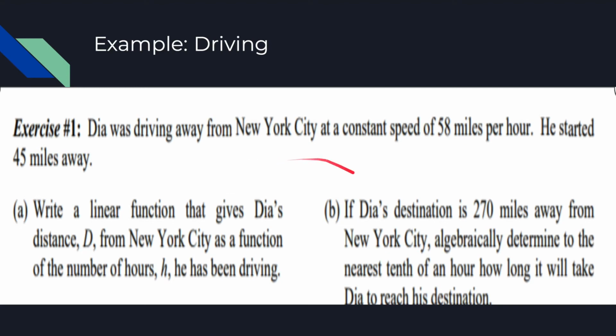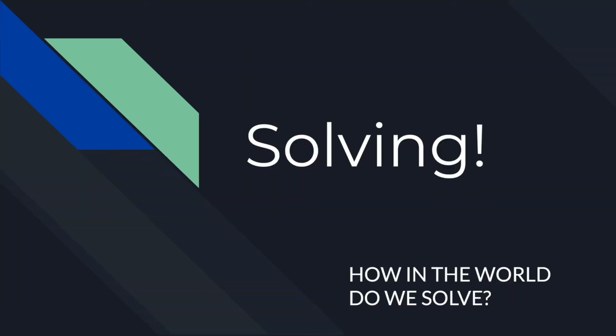Dia was driving her car from New York City at a constant rate of 58 miles per hour. He started 45 miles away. There are two parts to this question, part A and part B. A: Write a linear function that gives Dia's distance D from New York as a function of the number of hours H he has been driving. And B: if Dia's destination is 270 miles away from New York, algebraically determine, to the nearest tenth, how long it will take to reach Dia's destination. So now we're going to solve this. I know you're kind of confused, but here we go.